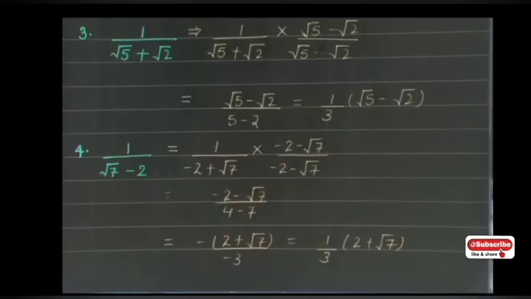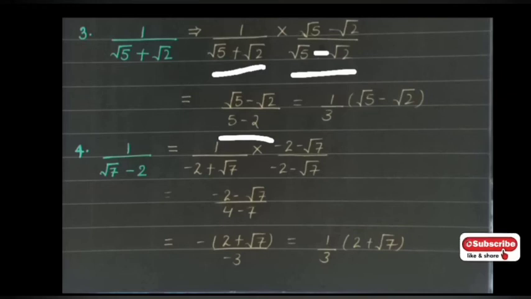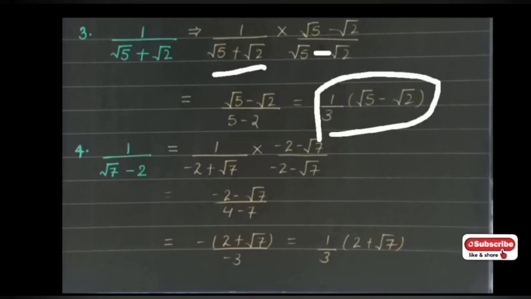Now next question, let us look at some more examples. 1 by root 5 plus root 2. Simply rationalizing factor is root 5 minus root 2. You are multiplying and dividing. Then root 5 minus root 2 multiplied by 1 would be root 5 minus root 2 only, and in denominator it will be identity you will apply. Root 5 square minus root 2 square would be 5 minus 2, and the answer would be 3. So answer simply is 1 by 3 root 5 minus root 2.